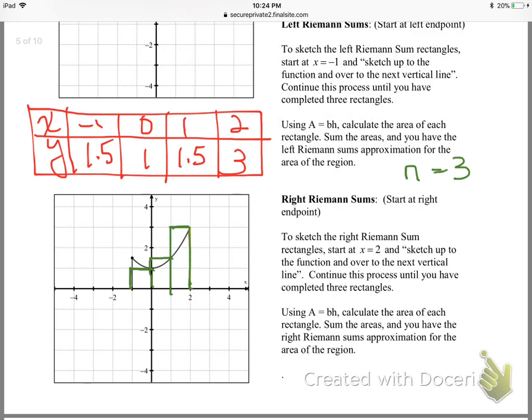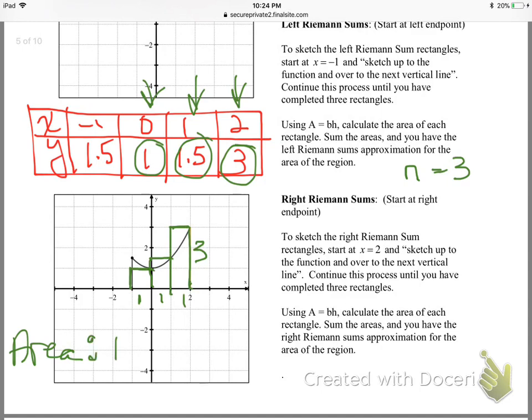So we used the first 3 values when we did left Riemann sum. So we're going to use not the first 3, but the last 3. So we're going to go here, here, and here. I'm going to circle the y's because they're the most important. We know the base of each of these rectangles is 1, so I'm going to write a 1. The last rectangle has a height of 3. So this is 3.